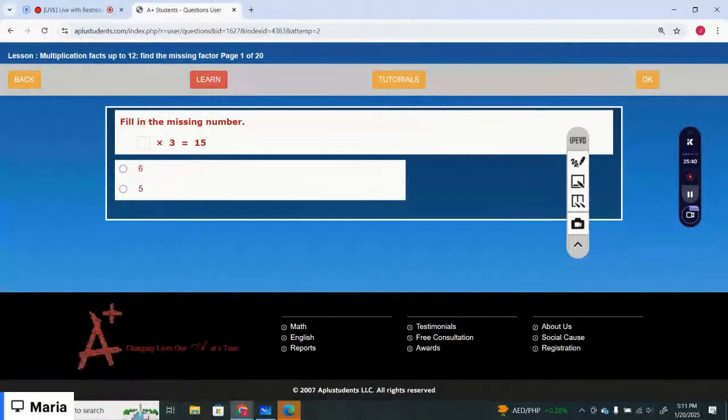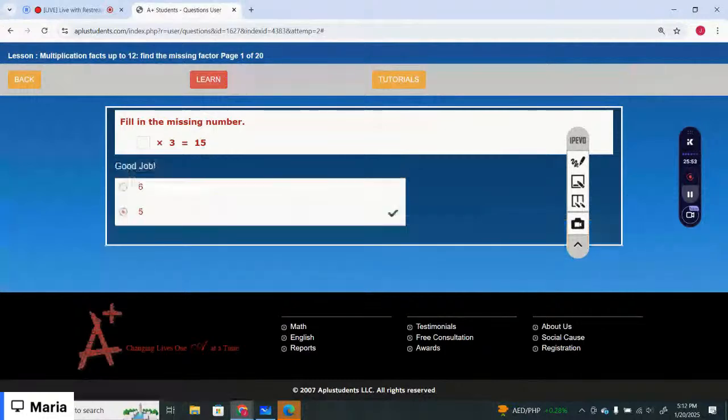Three times what number is 15? You are given two options, 6 and 5. So 3 times 6 is 15. No, 3 times 5 is 15. So the correct option is 5. Option number 2 is the correct option.